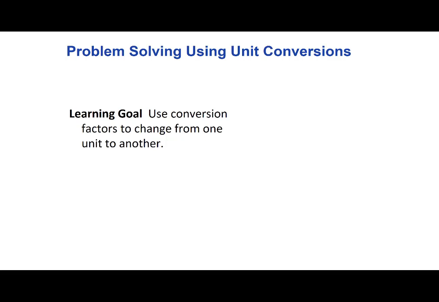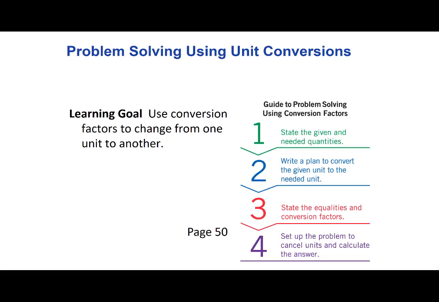Our next learning goal is to use conversion factors to change from one unit to another, like from liters to milliliters. Here's a little guide for how to do that. First, we'll state the given and needed quantities. Then maybe you can make a plan, maybe it's even in your head or written down, to convert one unit to the next. We can use the equalities and conversion factors like we just did, and then write up the problem so that we cancel some units and calculate the answer.